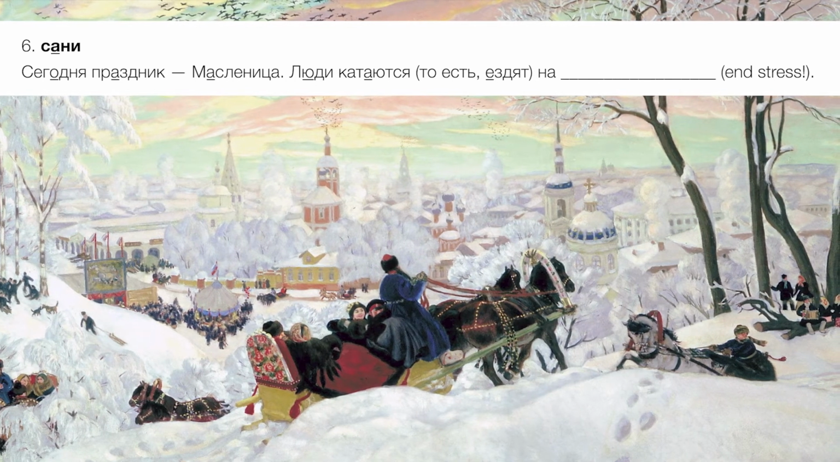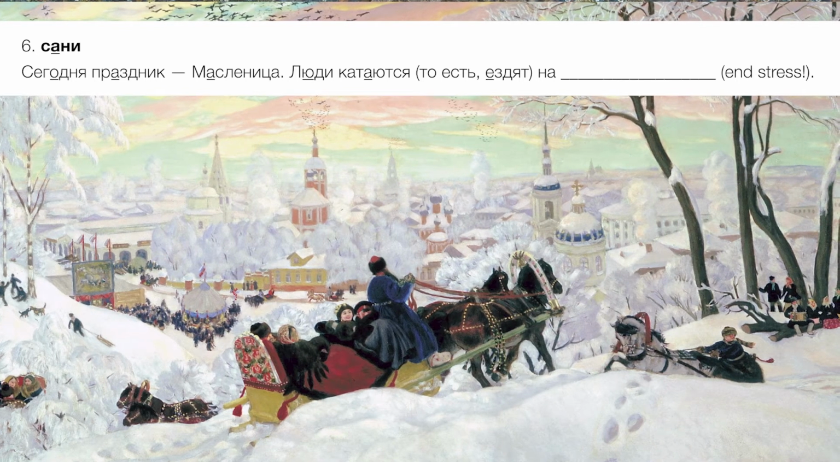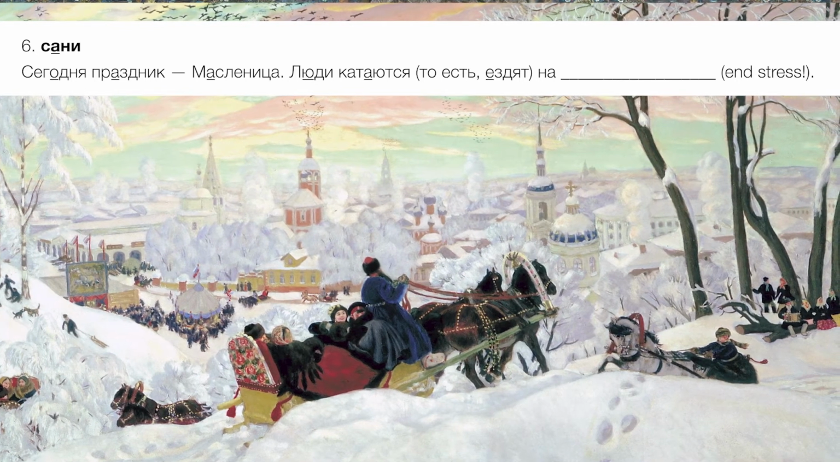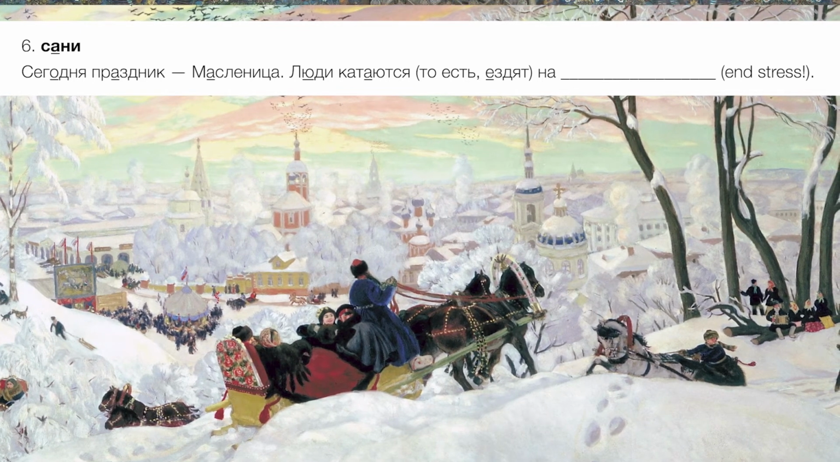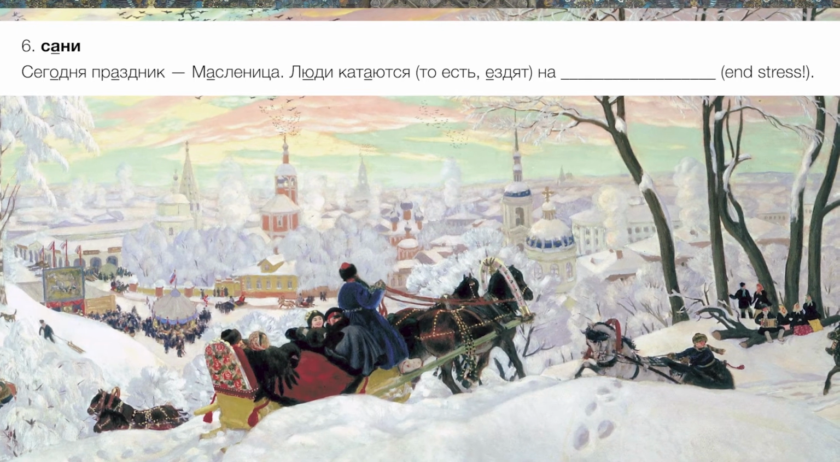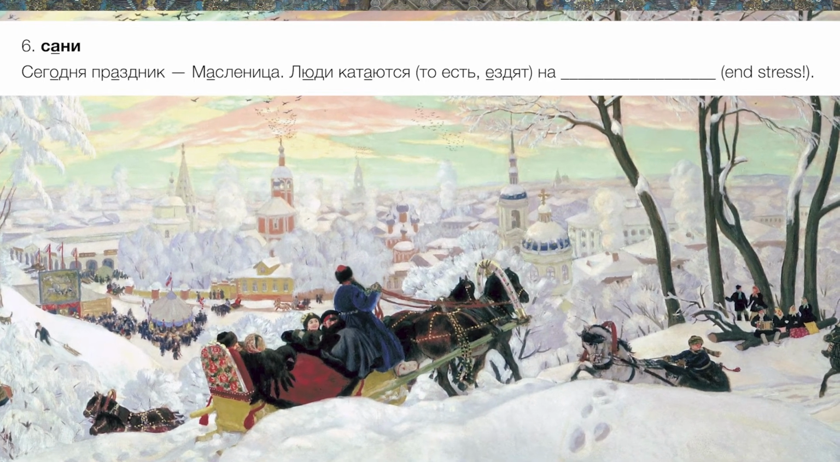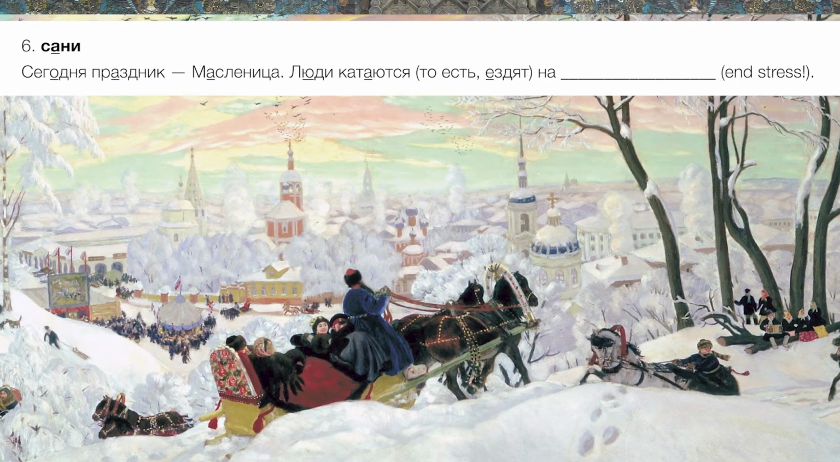6, сани. Okay, back to sleighs. Сегодня праздник Масленица. Today is Масленица, right? This holiday. People are riding around on sleighs, right? Prepositional plural. Люди катаются, то есть ездят на санях.